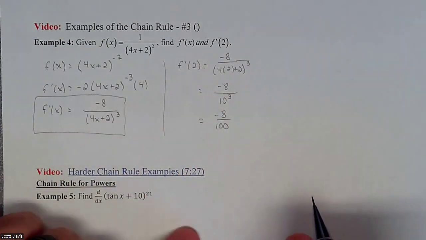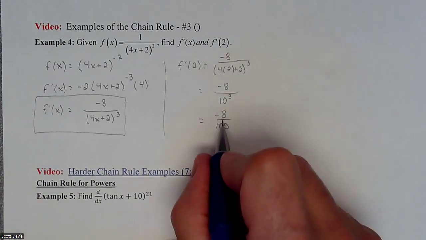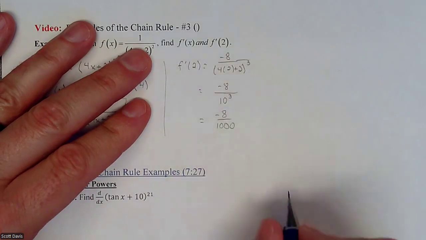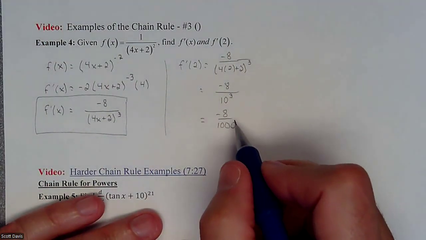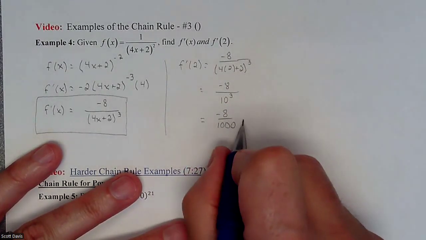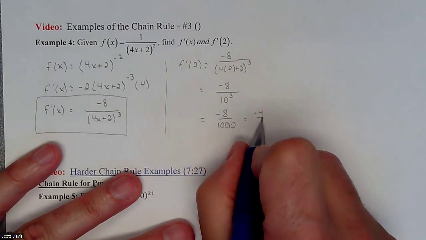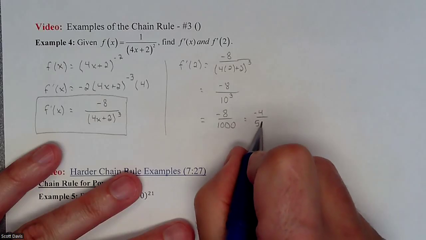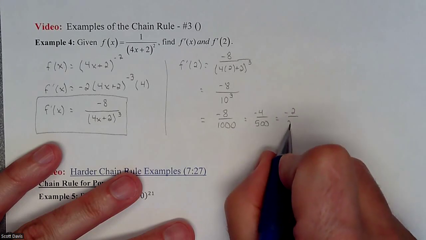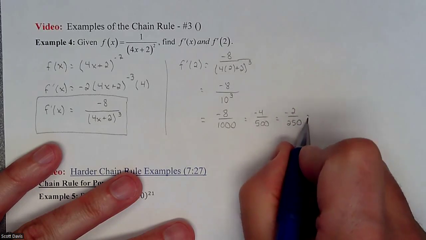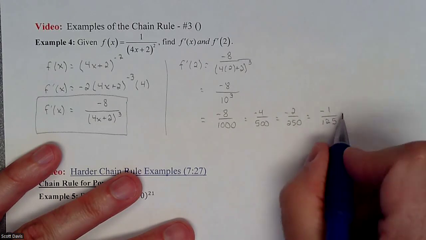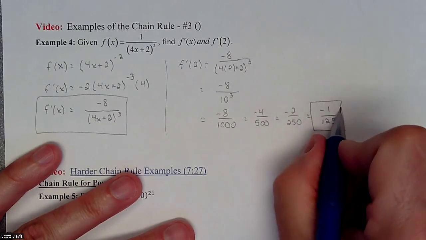I need to simplify that. So I'm going to try to do this out of a calculator. I think 8 goes into, it's not 100, it's 1,000. I'm pretty sure 8 goes into 1,000, but I don't really know off the top of my head. So I'm just going to pick at it. I'm going to divide a 2 out of both of them. So I'll get a negative 4 over 500. Divide another 2. So I'll get a negative 2 over 250. Divide another 2 and get a negative 1 over 125. And that is my slope at 2.